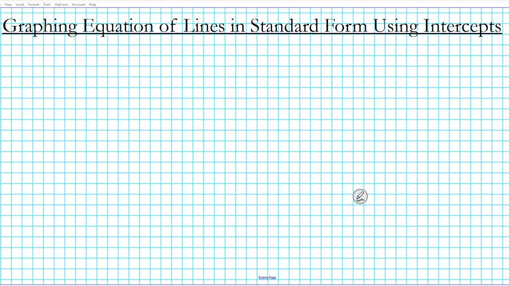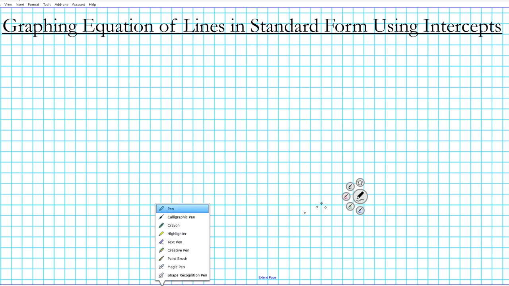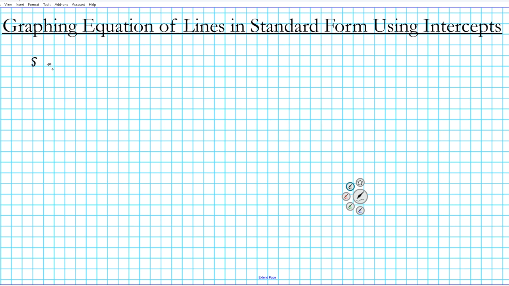Alright, to get us started, let's take a look at the steps that are going to be guiding our problem solving process. So if you want to graph the equation of lines in standard form, these are the steps that you're going to follow. Step number one, just make sure that the linear equation is in standard form.